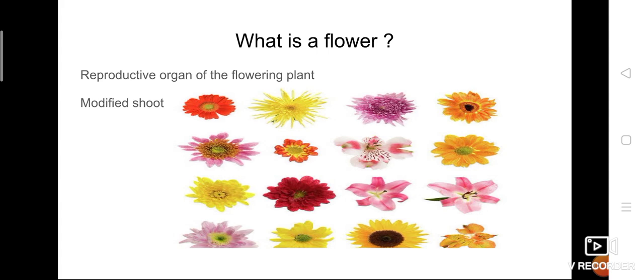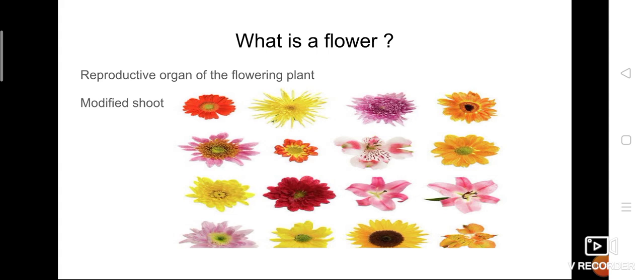First of all, we should know what reproduction is. Reproduction is generally a term we use with living things, as opposed to non-living things. Reproduction means giving birth to young ones. Not only human beings and animals, plants also reproduce. For reproduction, a reproductive organ is essential. So the reproductive organ of a plant is nothing but the flower, and it is also called a modified shoot.